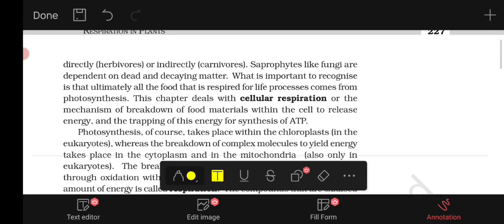We all know this. So what is important to recognize is that ultimately all the food that is required for life processes comes from photosynthesis. Finally, everything comes from light energy. Light energy gets converted into chemical energy, that is food, through photosynthesis. And then finally we get food from other animals or directly from the plants. So the ultimate source is photosynthesis.